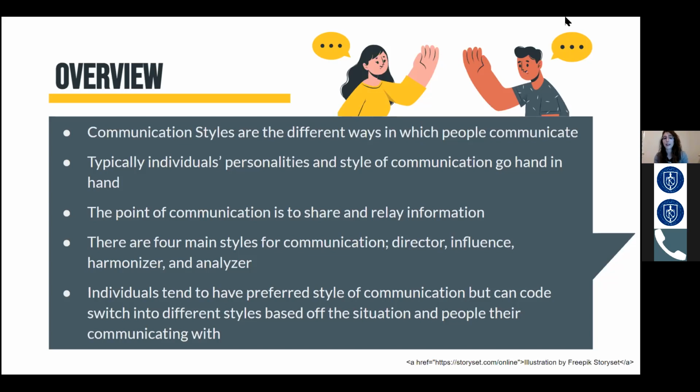There are four main styles of communication. You have director, influencer, harmonizer, and analyzer, which we'll get into in depth for all four of them. And as our poll has shown, individuals tend to have a preferred style of communication, but you can code switch into different styles based on the different situations you're in and the different people you communicate with.